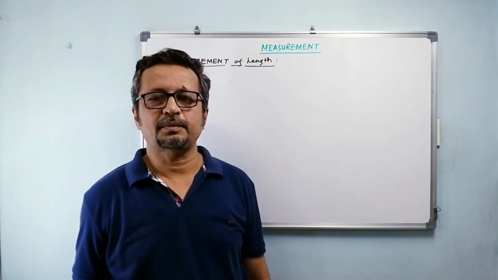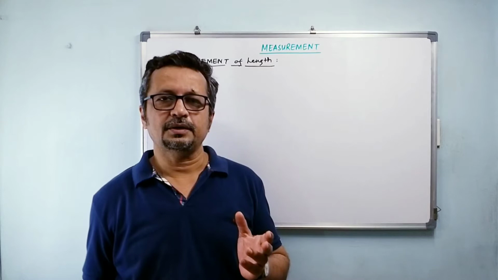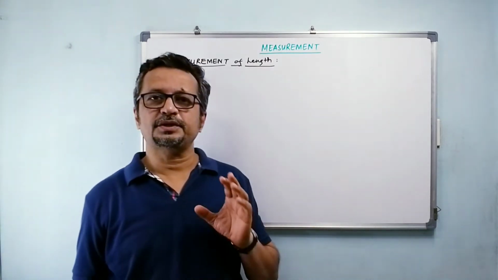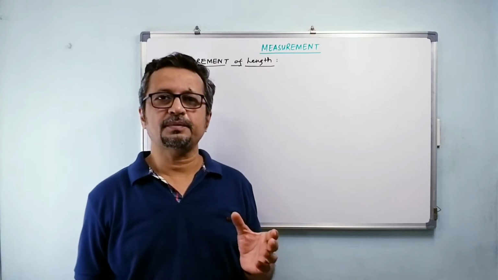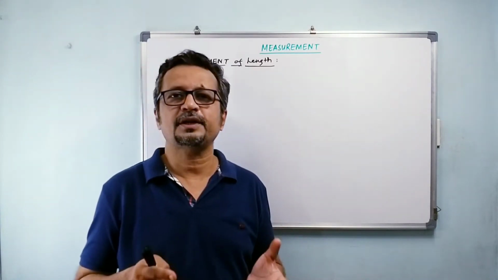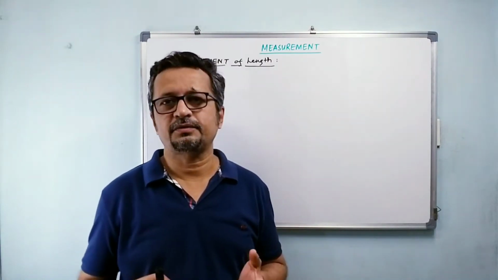Hello guys, welcome back. In the last video we have seen different ways of measuring distances. Now here specifically we would talk about measurement of length. Measurement of length can be measurement of width or breadth, but width and breadth are essentially lengths of different sides of an object.